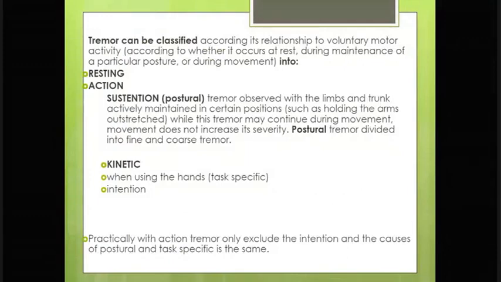Classification of a tremor is according to its relationship to voluntary movement activity, according to whether it occurs at rest, during maintenance of a particular posture, or during movement. So it's divided into resting tremor, which is characteristically revealed in Parkinson's disease, and action tremor. Action tremor is divided into postural or sustention tremor, which is observed in the limb and trunk actively maintained in a certain position, such as holding the arm outstretched.